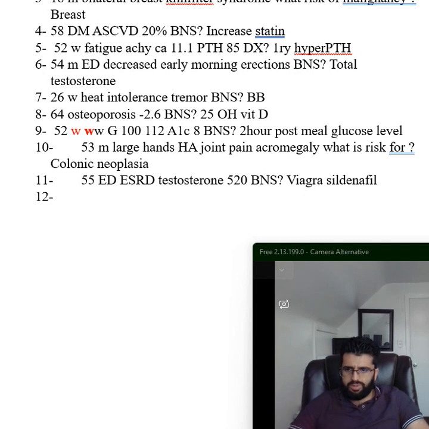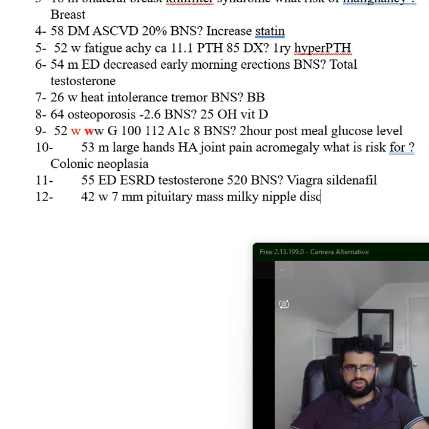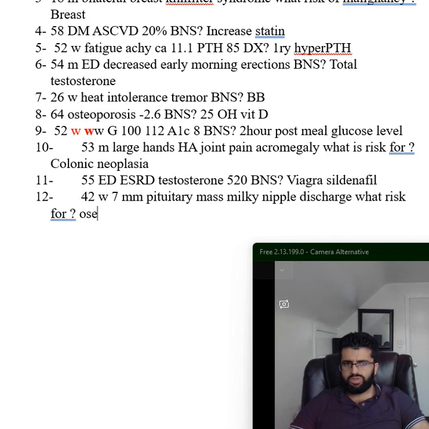Now you see another patient, 42-year-old woman, comes in with a 7 mm pituitary mass. Okay, and then you have milky discharge from the nipple. Okay, milky nipple discharge. So what is the risk for? Okay, they ask you what is the patient's risk for. This is osteoporosis. Okay, this patient is at risk for osteoporosis.